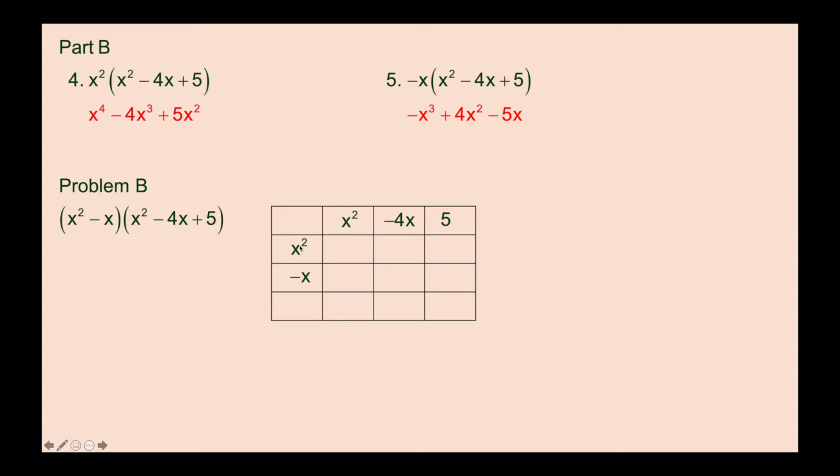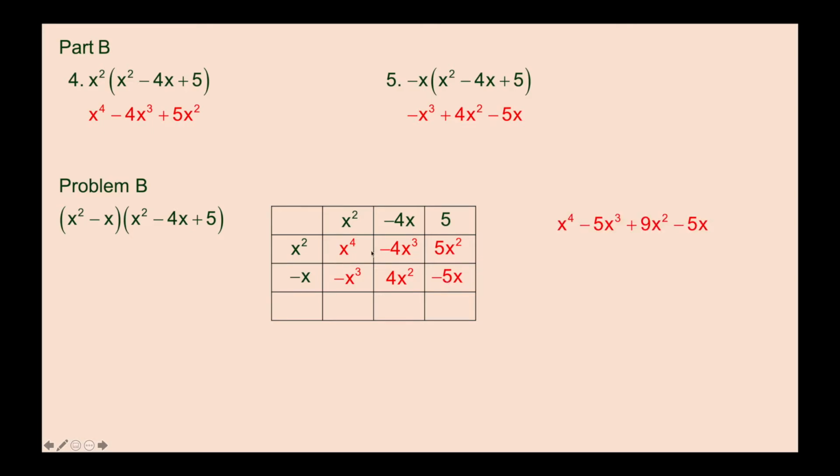Once again, I'm going to take the x squared and distribute it into the top, giving me x to the fourth minus 4x to the third plus 5x squared. Then I'll distribute the negative x, giving me negative x to the third plus 4x squared minus 5x. We want to confirm that the diagonals we have are the same term. So again, this first one should not combine with anything. These two can combine, these two can combine, and then this one is by itself.